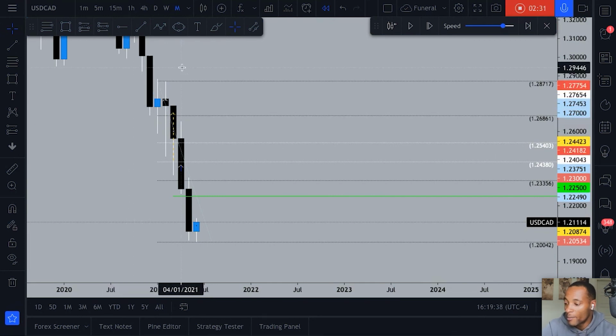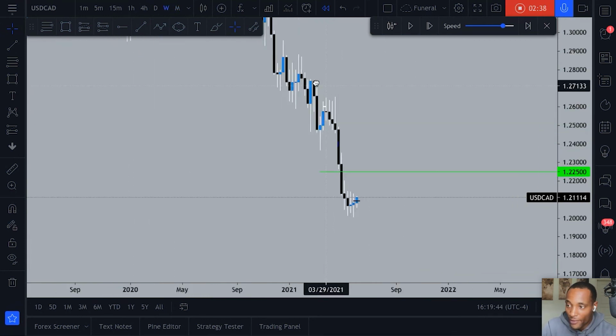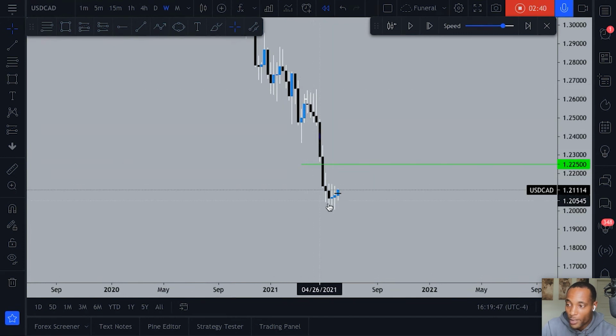Well, we've got that on the monthly. On the weekly, we see that we've had this impulse to the downside and we have bullish candles that are starting to turn up. So price is starting to curl over just like it did when it came down, came up, and we started to see some wicks before price immediately dropped.